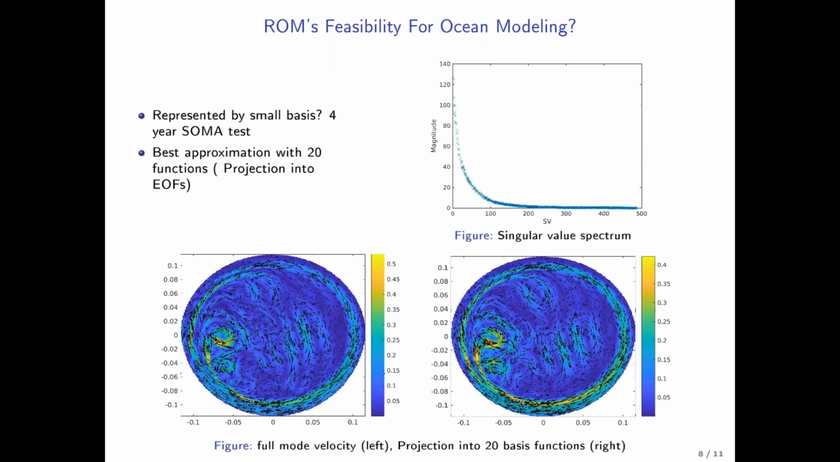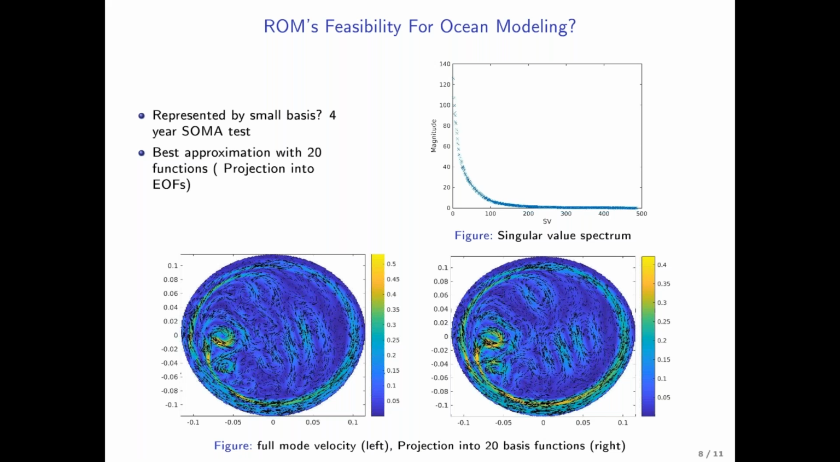So now that I think I have stability, my next question is: is ROM appropriate for more turbulent simulations, such as the SOMA test case, which has lots of eddies in it? And so I ran a SOMA simulation, a single layer one, for 4 years. And I wanted to construct the snapshot matrix, and I looked at the singular values of the snapshot matrix, which are on the top right. And you see the magnitude versus each singular value, and it decreases rather quickly.